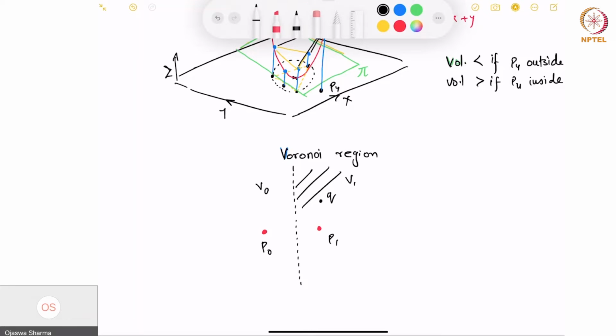Right. So basically you have these two Voronoi regions, and then the Voronoi region V1 has this property that all the points in that region have P1 as its seed point, you could say. Every point is closer to P1 than it is to P0. Right? That's the case with two points.